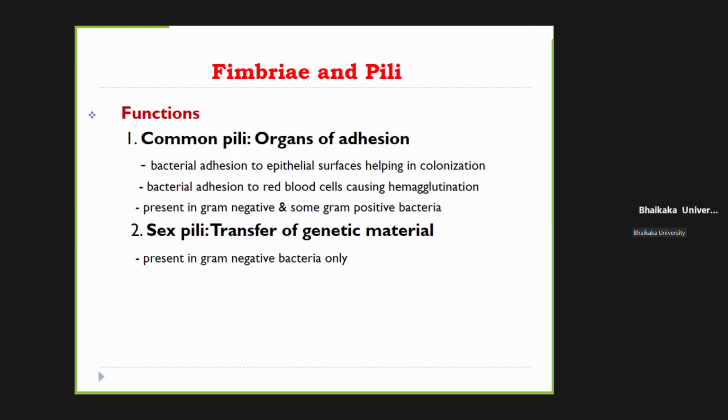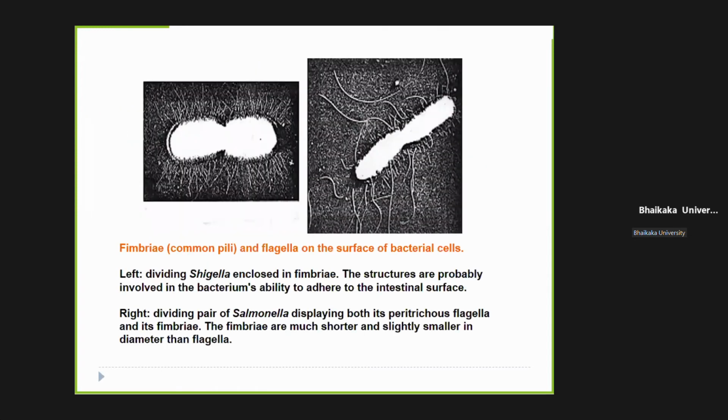Then there is bacterial adhesion to red blood cells, present in gram negative and some gram positive bacteria. Now the fertility pili or sex pili transfer genetic material from one bacterium to another, and they are present in gram negative bacteria only, just like endotoxin that we learned in the last lecture.